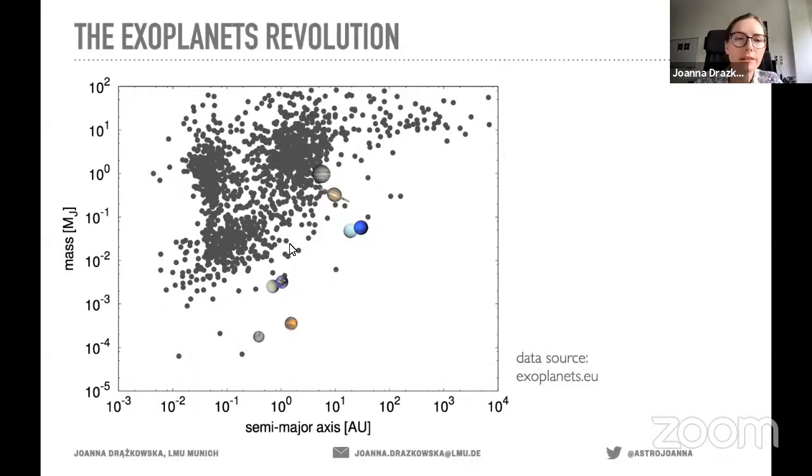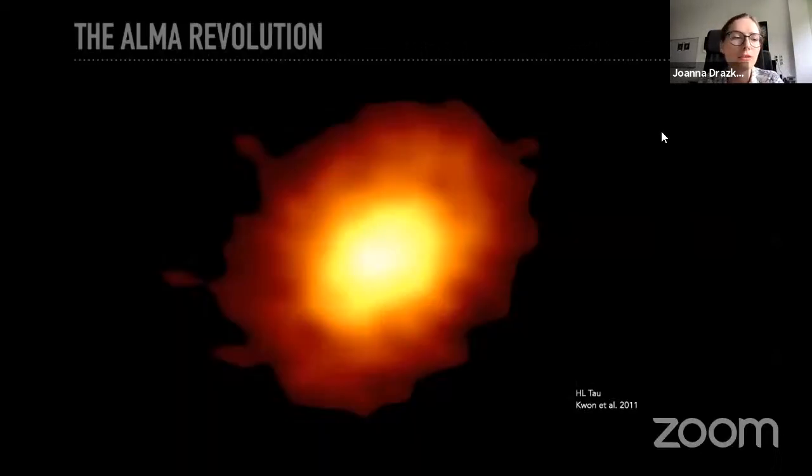So all these discoveries brought up the need for a universal theory of planet formation that will make it possible to explain the formation of the solar system, but also of those diverse exoplanets, in one uniform framework. And this is something that we are now working on. On top of this exoplanet revolution, there was another thing that has really sped up or shown the direction to our studies of planet formation theory. And this was the progress in millimeter wavelength observations of young stellar objects.